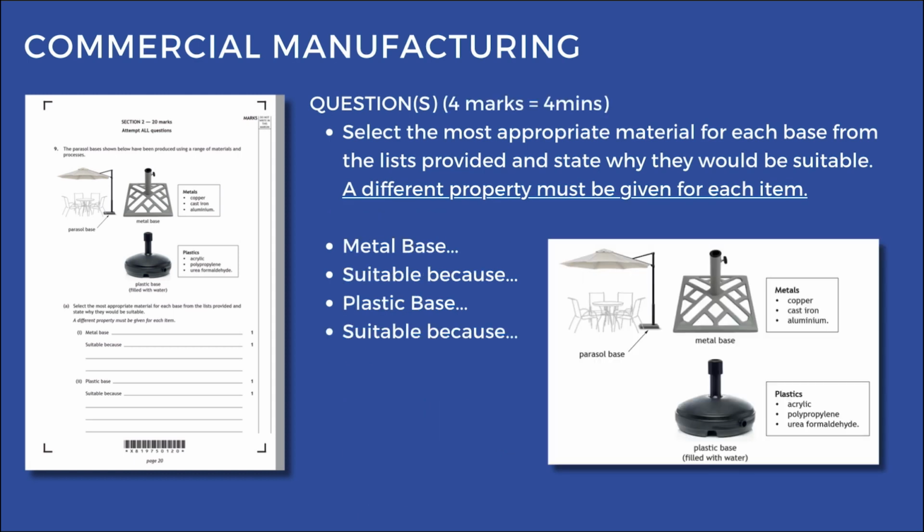Each of these questions is given a mark each. And in this case, because they are shorter questions and you're given the options, you're probably looking at about a minute a mark for these questions to allow you to build up more time for other sections of the question paper that might require more minutes. So for this question, select the most appropriate material for each base from the list provided and state why they would be suitable. You need to give a different property for each one of the products. So you can't use the same reason or same property for the metal base as you would for the plastic base. Pause the video just now to attempt the question.